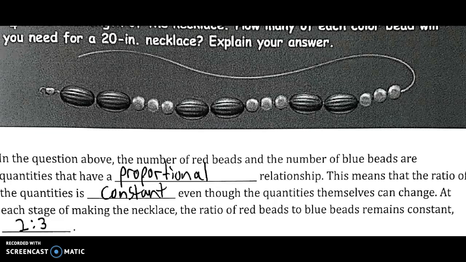So for example, I can just look at the 2 red beads, 4 red beads, 6 red beads, and if I group that together with the 3 blue beads, 6 blue beads, 9 blue beads, I'll see that they're always in the same ratio. And at each stage of making that necklace, if I was to add more beads to that necklace, the ratio of red beads and blue beads would be the same. It would always be a ratio of 2 to 3, because that takes 2 red beads for every 3 blue beads.